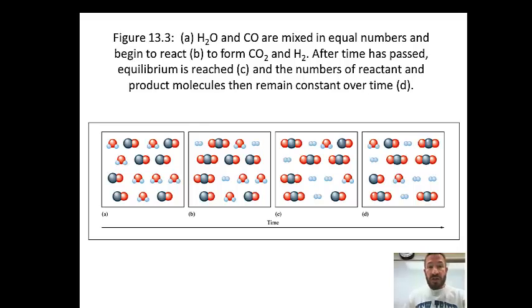Let's look at how this would appear if we were trying to look at it at a molecular level. At the beginning, we have more of a mixture of the carbon monoxide and water. You see carbon monoxide there, water there. If we count those, there's 1, 2, 3, 4, 5, 6, 7 waters, and 7 carbon monoxides. So equal molar amounts of carbon monoxide and water.